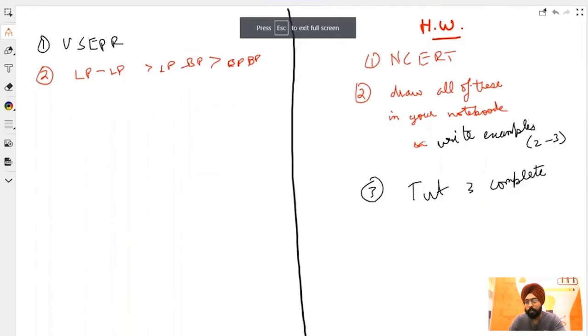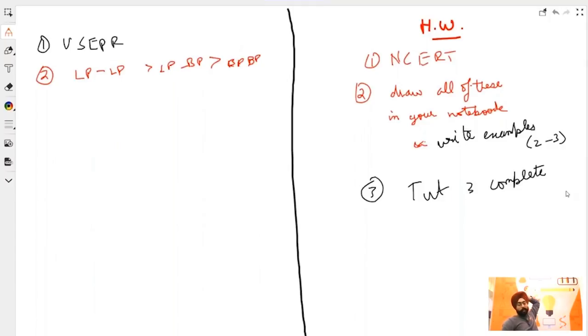ठीक है. So people, technically the class is over. Practice VSEPR properly from the tutorial and your life will be sorted, because VSEPR से बहुत सवाल आते हैं. So please make sure that you do. Practice the tutorial and that's pretty much it, my dear friends.